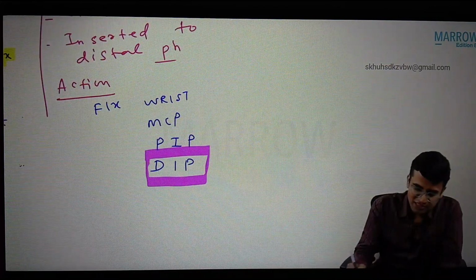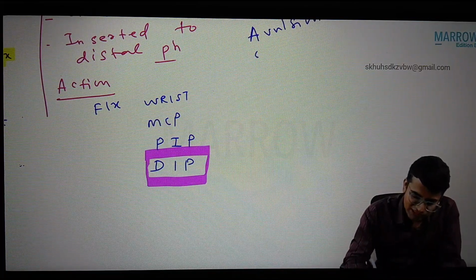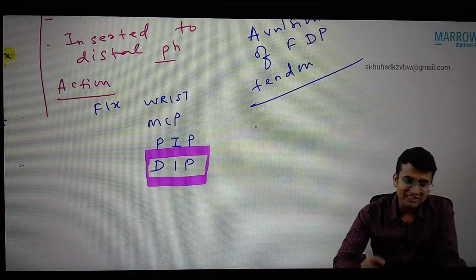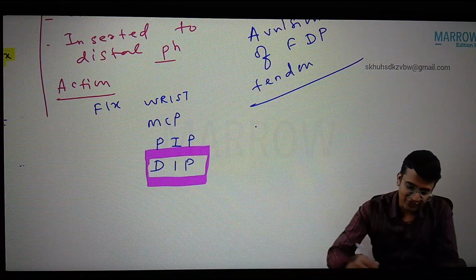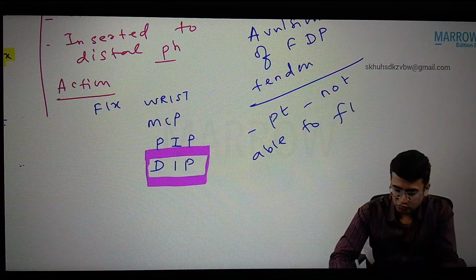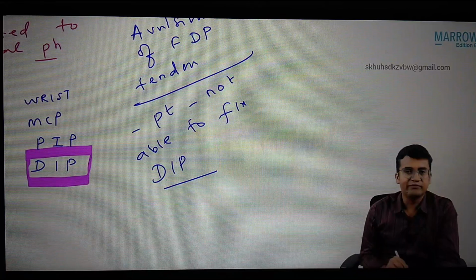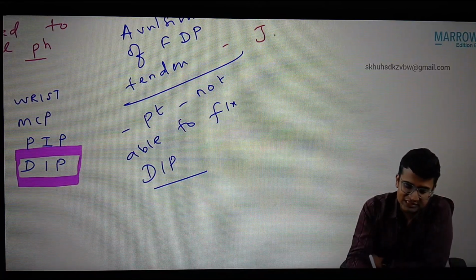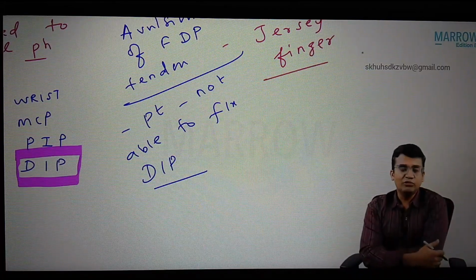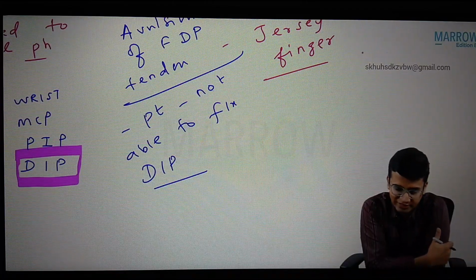Now, in the case of avulsion of the FDP tendon, the patient is not able to flex the distal interphalangeal joint. It is the only movement the patient is not able to do. Avulsion of the FDP tendon is seen in one condition, that is the jersey finger. Right. So now we know the muscles in the flexor compartment of the forearm, both superficial and deep layer.